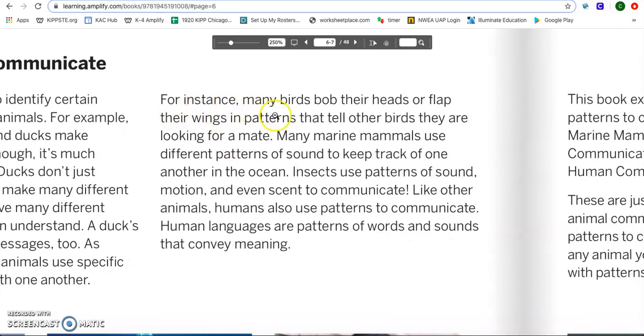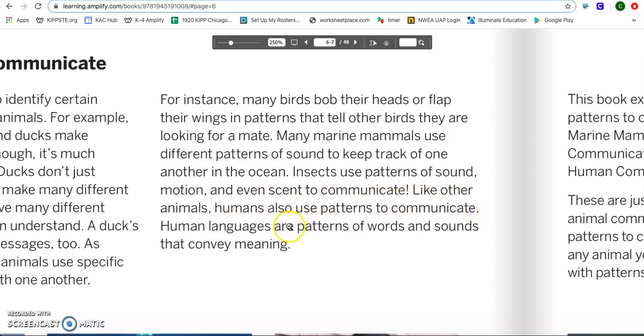For instance, many birds bob their heads or flap their wings in patterns that tell other birds they are looking for a mate. Many marine mammals use different patterns of sound to keep track of one another in the ocean. I'm making a connection here. This is what we're focusing on, right? Those marine mammals and that sound that they're going to use. Insects use patterns of sound, motion, and even scent to communicate.